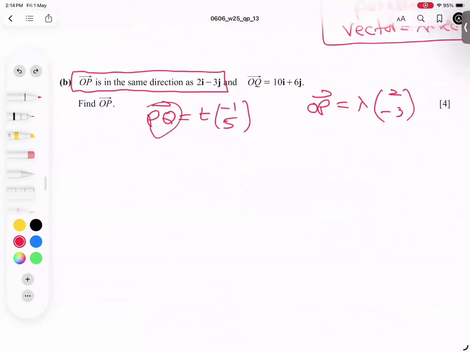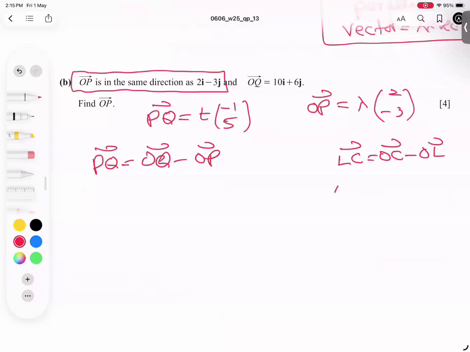So we have PQ, we have OP and OQ given by him, and my main job is to find OP. Now students, I will open the PQ formula. I'm writing PQ alone. PQ is equal to what? OQ minus OP. We wrote this many times. For example, if I have the vector LC, how do I write it? OC minus OL. The vector AP, how to write this one, students? OP minus OA. So the same story, I wrote PQ is equal to OQ minus OP.